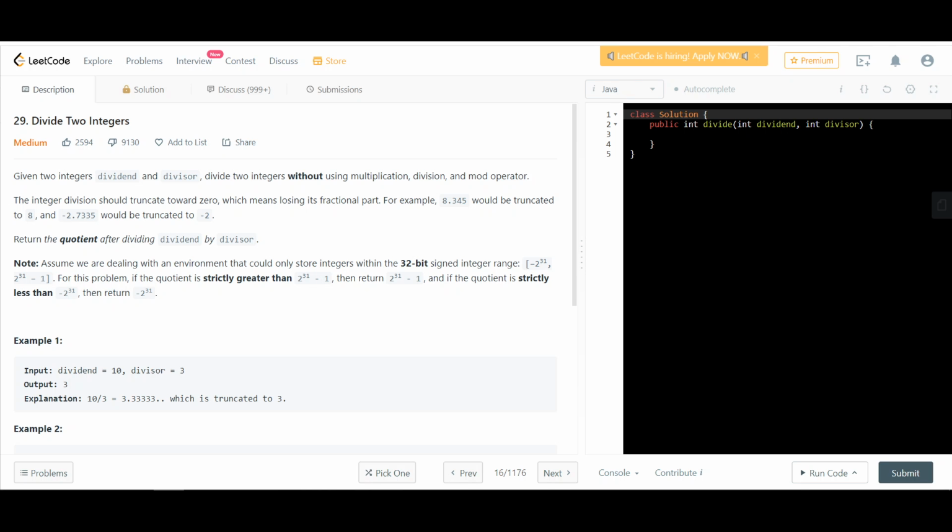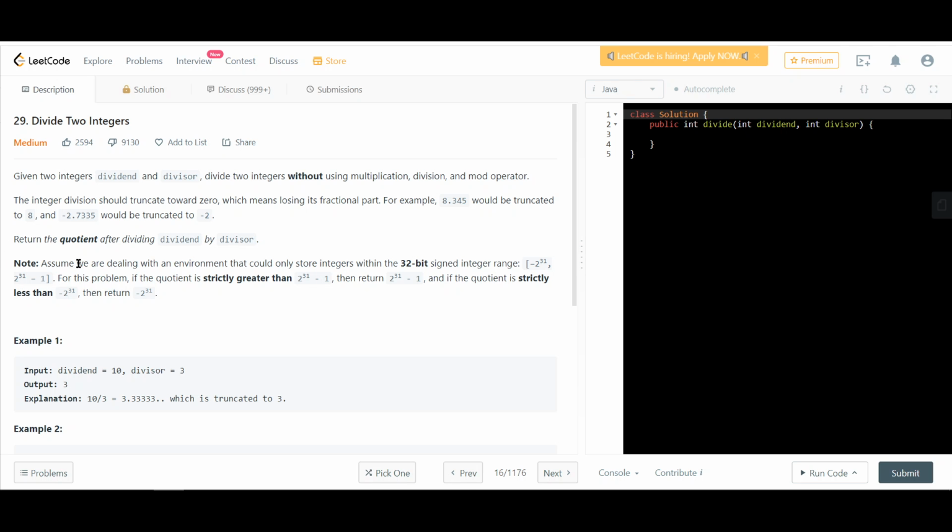Hey guys, so we're doing this problem, divide two integers. Let's have a read. Given two integers, dividend and divisor, divide two integers without using multiplication, division and mod operator. Okay, so we cannot use multiplication, division and mod operator. Fair enough. The integer division should truncate towards zero. That's typical integer division. Fair enough. Return the quotient after dividing dividend by divisor.